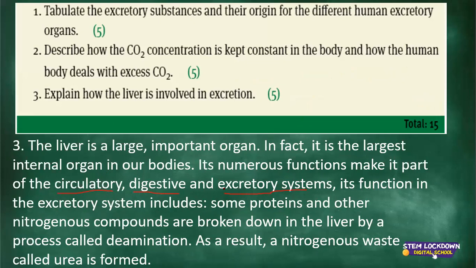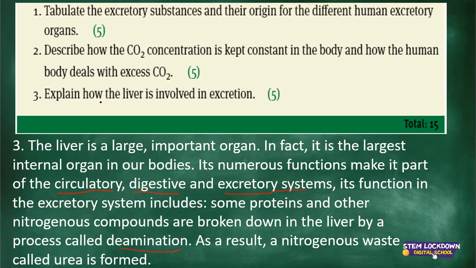Its function in the excretory system includes what? Some proteins and other nitrogenous compounds are broken down in the liver by a process called deamination. Remember we said deamination is the process whereby you break down the amino acids which produce urea. So that's what happens here. The liver is involved in that part. They are broken down in the liver. As a result, a nitrogenous waste called urea is formed. So that's the role of the liver in excretion.